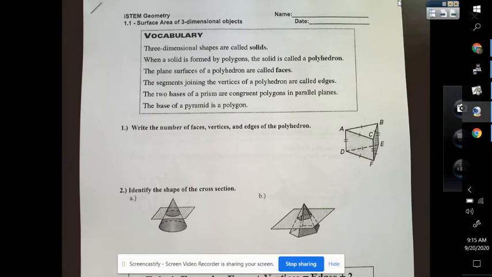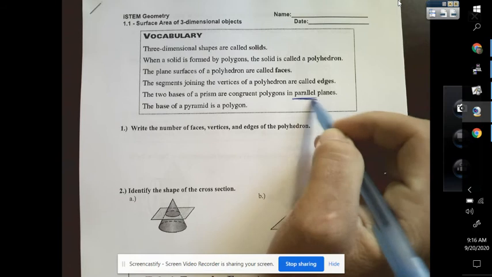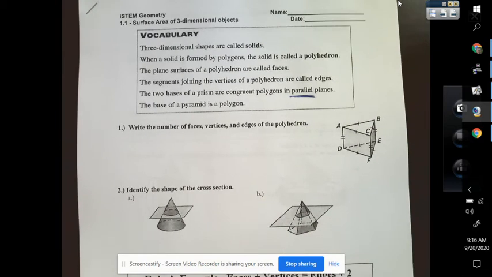When a solid is formed by polygons, the solid is called a polyhedron. The plane surfaces of a polyhedron are called faces. The segments joining the vertices of a polyhedron are called edges. The two bases of a prism are congruent polygons in parallel planes. Okay, we're going to be going over that. That's probably one of the toughest ones for today. And the base of a pyramid is always a polygon.